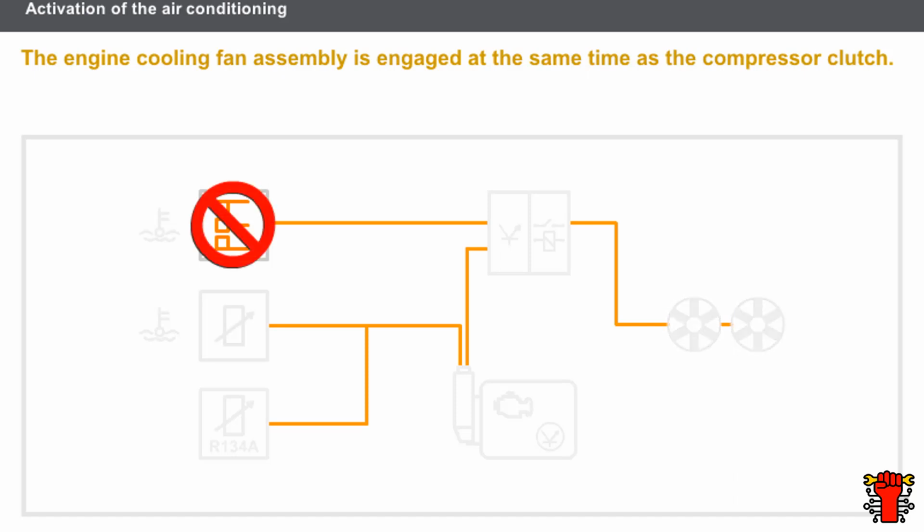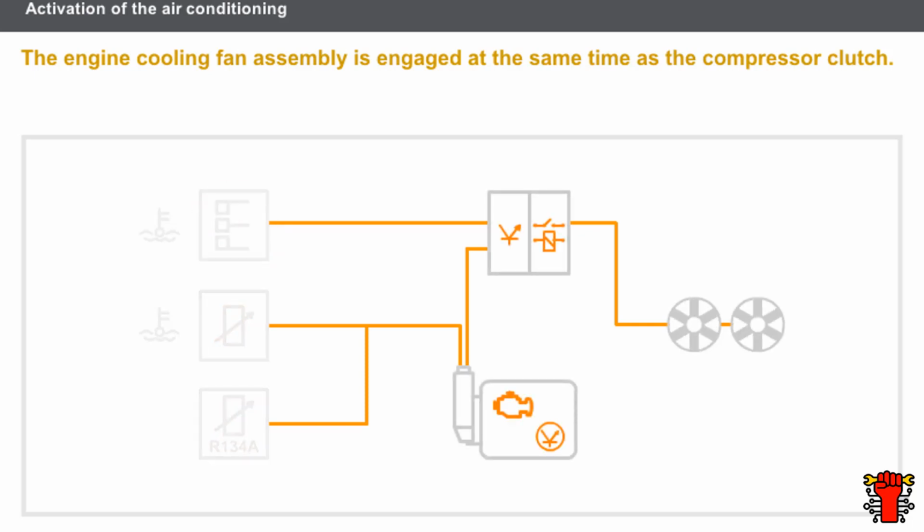When the vehicle does not have a temperature switch, the injection computer analyzes the signal from the engine temperature sensor and refrigerant pressure sensor. Based on this analysis, the injection computer controls 1 or 2 fan speeds. Depending on the ventilation power required, the injection computer then controls the relays that supply the cooling fan assembly.